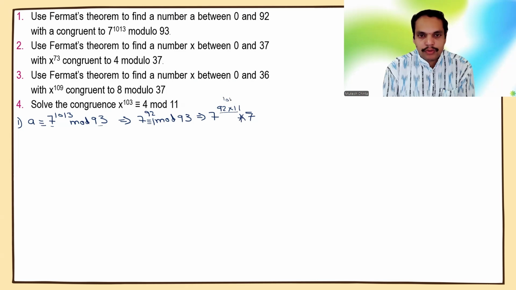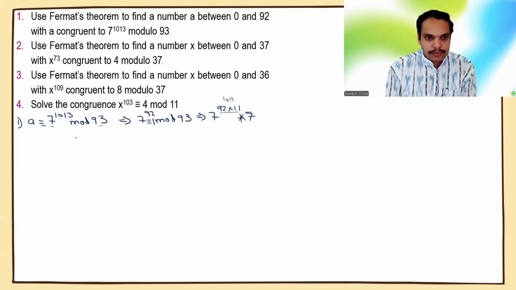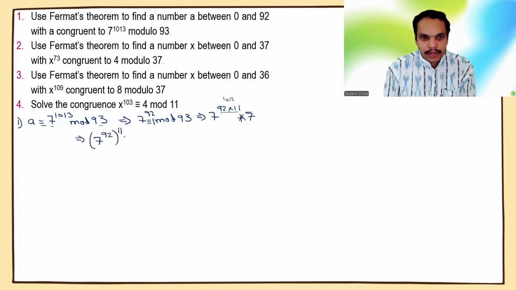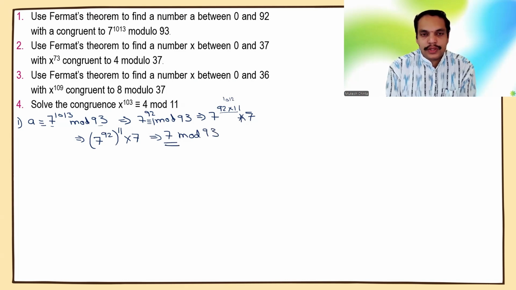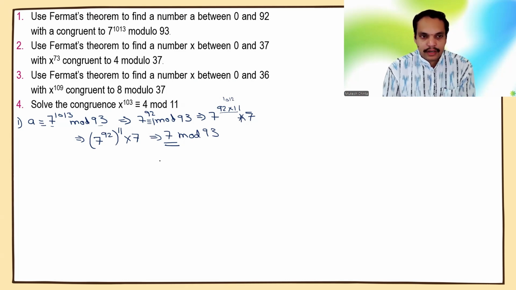This is 1012 into 7. So which I can write down as 7 power 92 whole power 11 into 7, which is nothing but 7 mod 93. So the x value is 7, which is congruent to 7 power 1013 mod 93. That means I found the remainder.